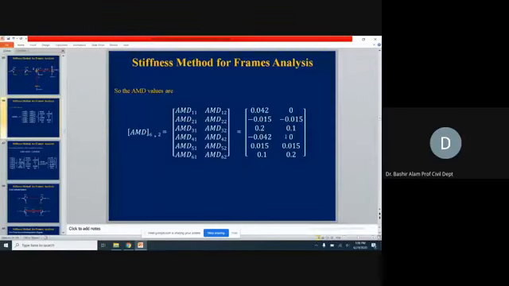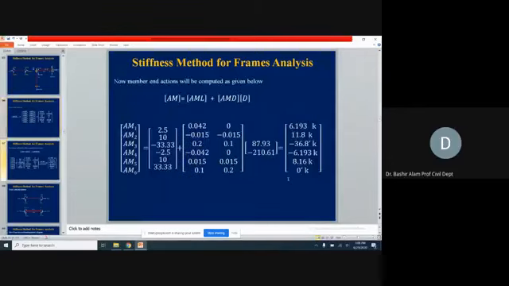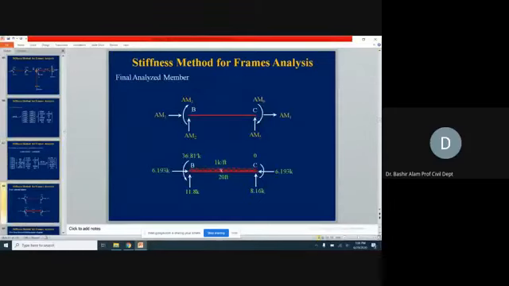So AMD matrix second column is completed. Now we put all these values in this basic equation: AM is equal to AML plus AMD times D. We do the product and addition, and we get all these values, and we put them on the sketch now. So AM1 is 6 point this one, AM2 11.8, and so on.